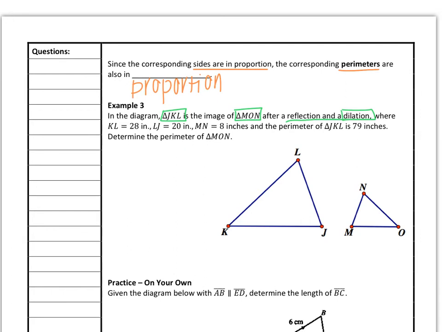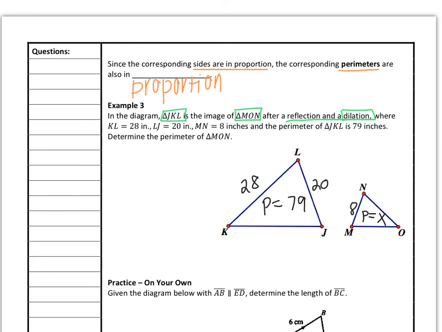It says where KL is 28, so I'm going to go ahead and write that in. KL is 28. LJ is 20. MN is 8. And the perimeter of JKL is 79. So remember, perimeter means the distance all the way around the triangle is 79. So since there's not like an easy way, like I'd have to draw a circle and say 79, what I like to do is put a P in the middle for perimeter and say that's equal to 79. So the question says determine the perimeter of MON. So I'm going to put a P equals X because that's what I'm looking for.